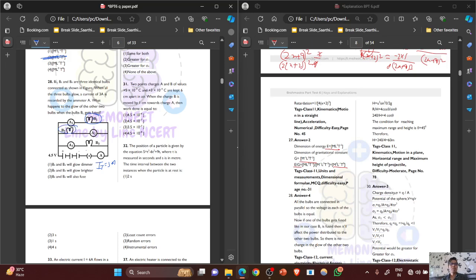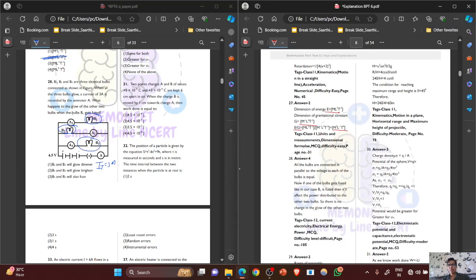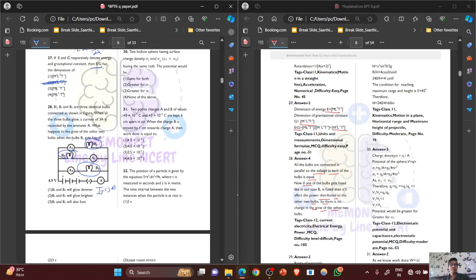So B2 and B3 both bulbs will glow in a similar fashion. You can see they are all connected in parallel, so the voltage on each bulb is equal. Now, if one gets fused, in case B1, it will not affect the other two. So there is no change in the glow. Glow simply represents brightness, and this depends on the potential across each bulb. So there will be no change because both are in parallel.